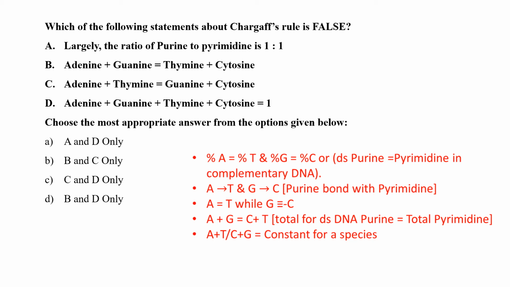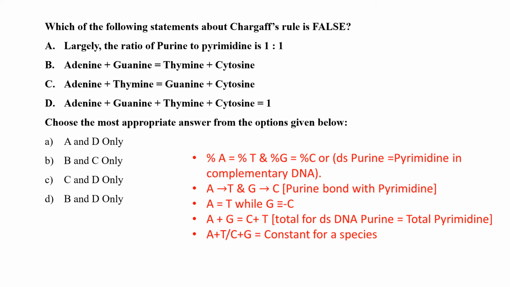Our next question is, which of the following statement about Chargaff's rule is false? The first statement is, largely the ratio of purine to pyrimidine is 1:1. B, adenine plus guanine is equal to thymine plus cytosine. C, adenine plus thymine is equal to guanine plus cytosine. And D, adenine plus guanine plus thymine plus cytosine is equal to 1.